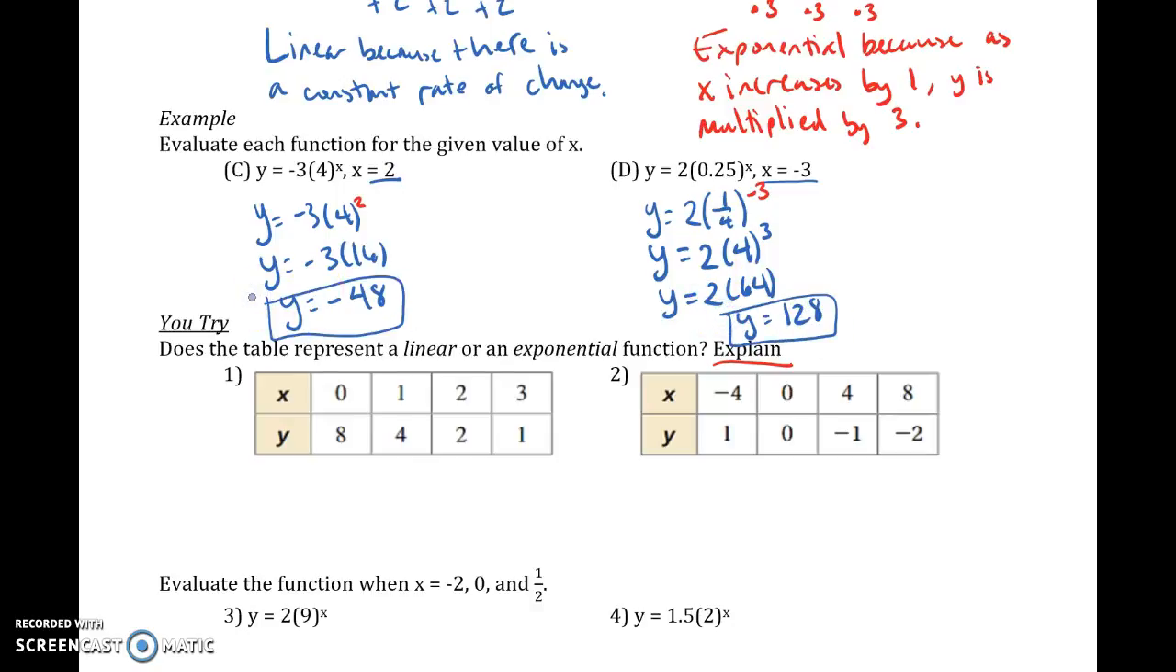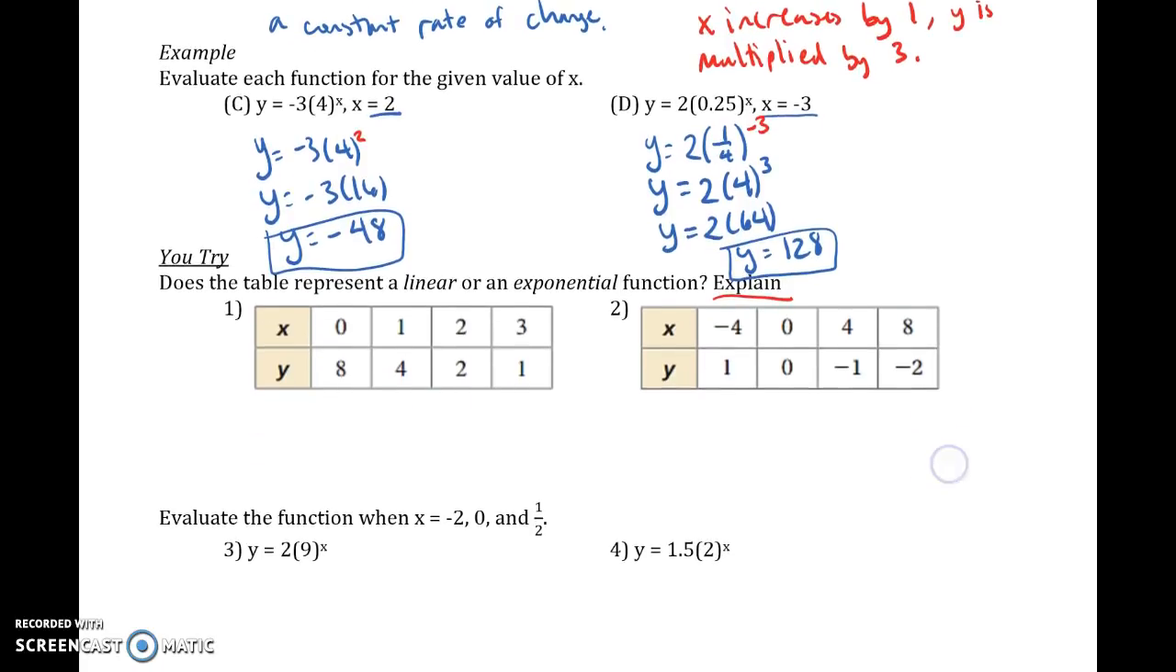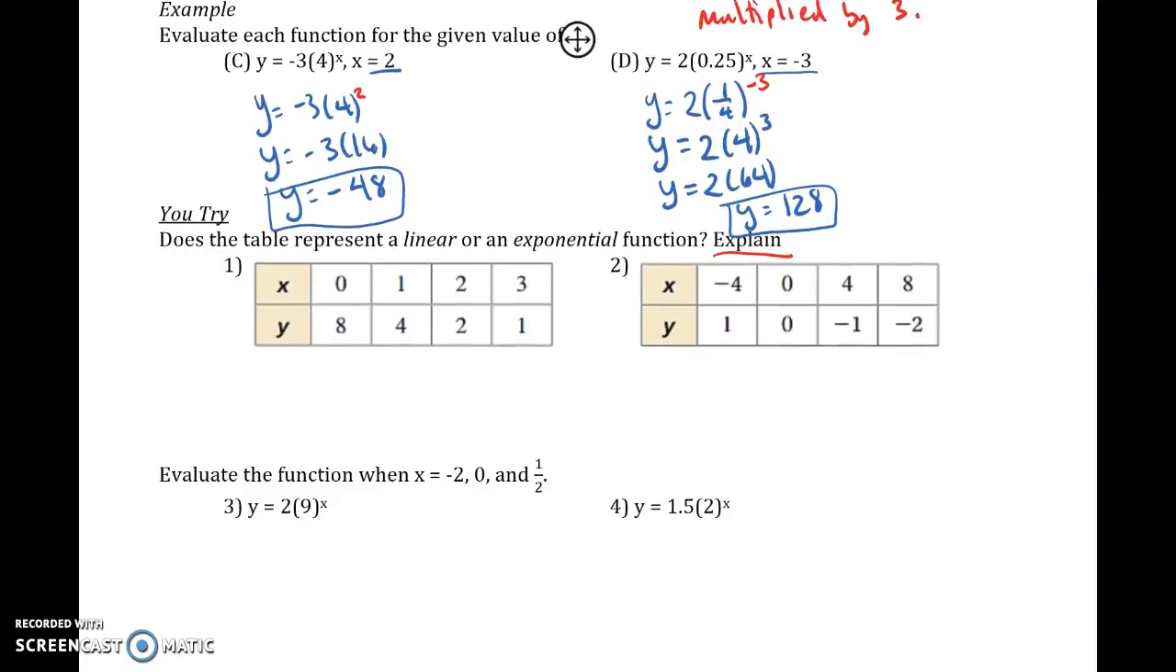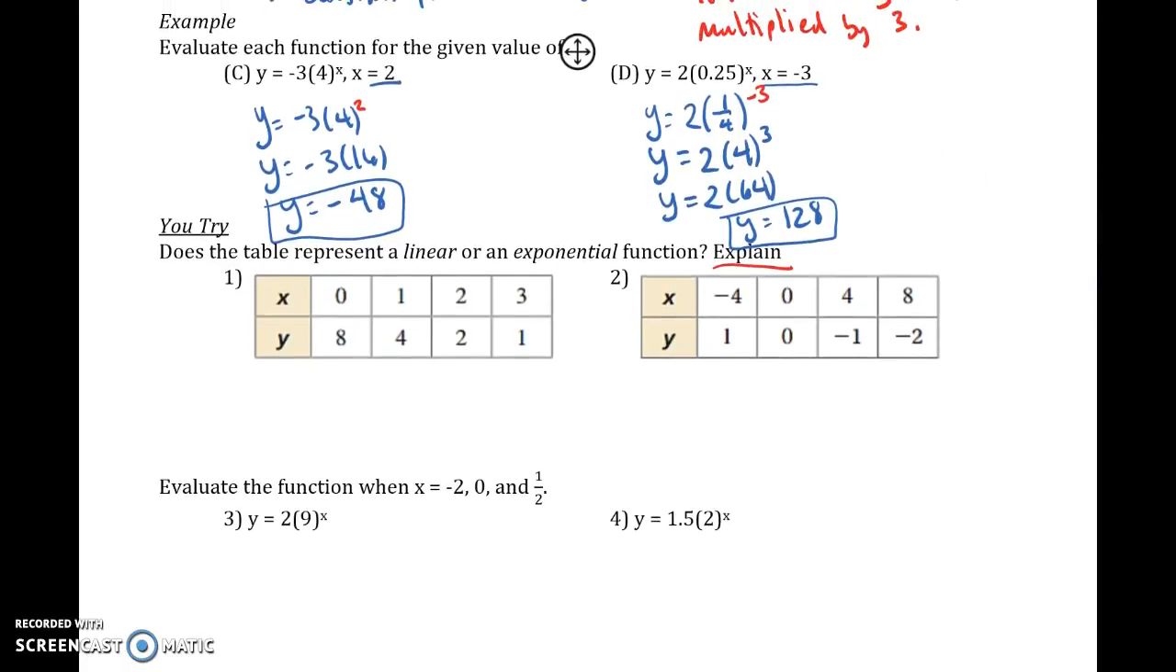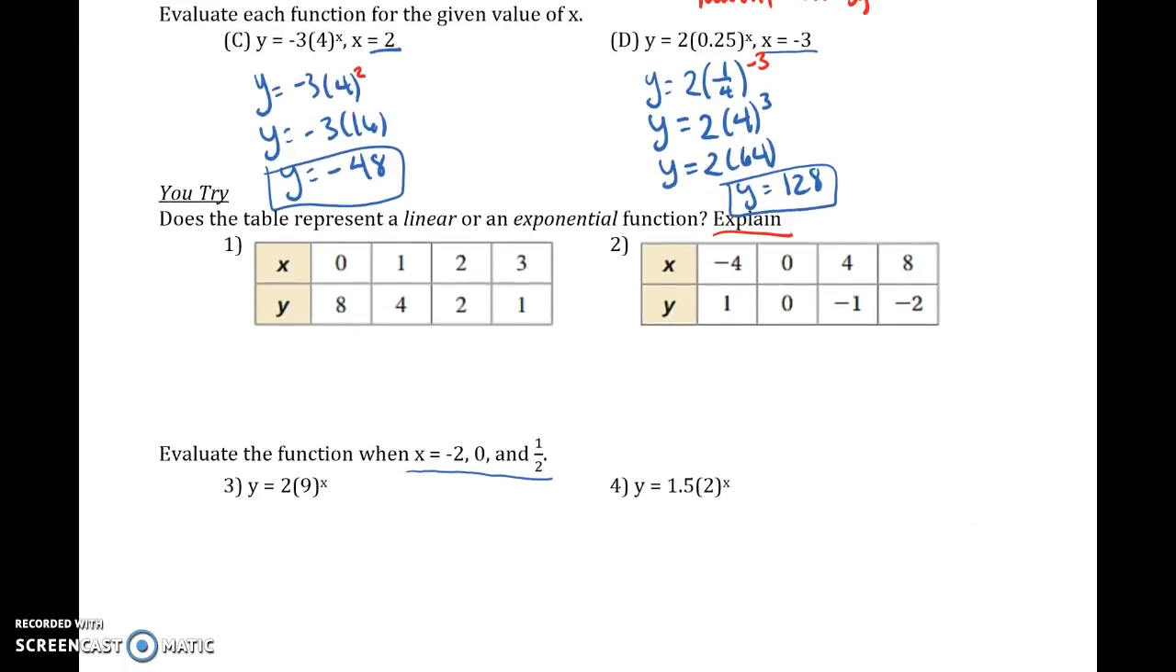Okay, so go ahead and try 3 and 4 for the U-try. Same idea, being careful with your order of operations, and make sure you're noticing I want you to do 3 different values, -2, 0, and 1/2. Remembering this 1/2 as an exponent makes your problem into a radical, into a square root. Okay, let's go ahead and try that and we'll come back and check.